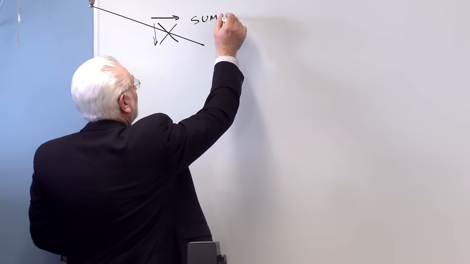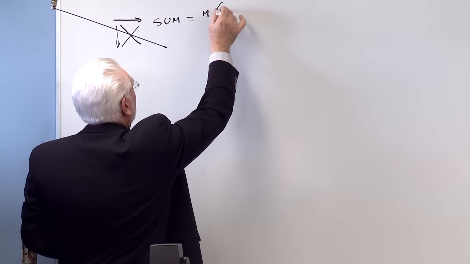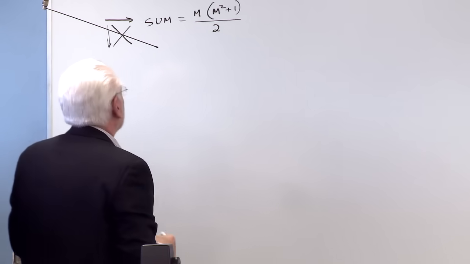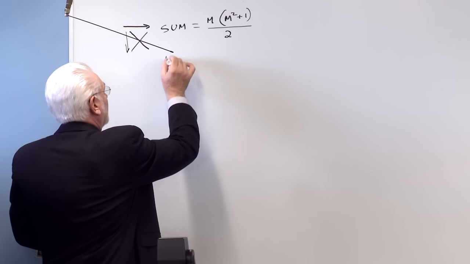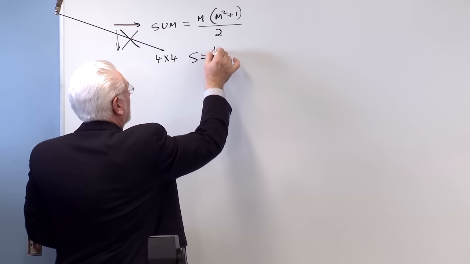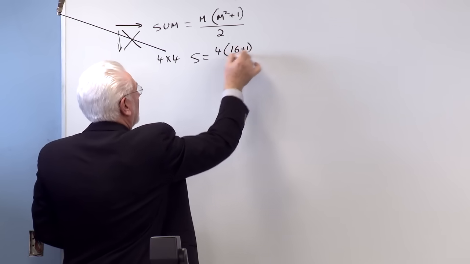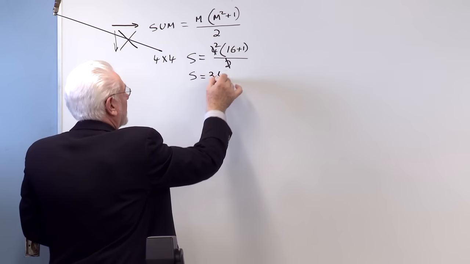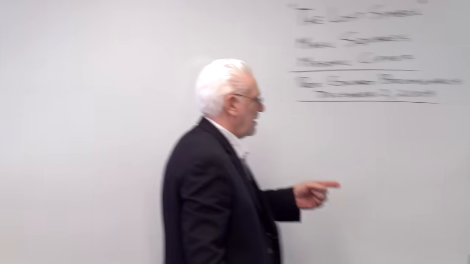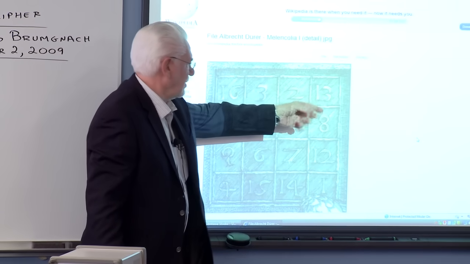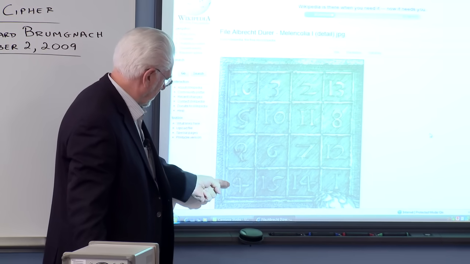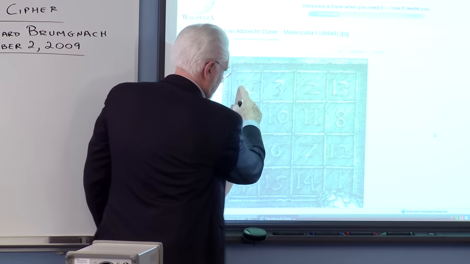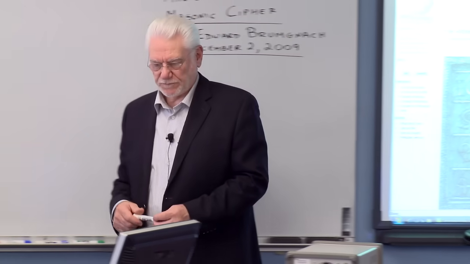The value of the sum is always equal to m times (m squared plus 1) over 2. So in this case, a 4x4 square, the sum is equal to 4 times (4 squared, which is 16, plus 1) over 2. So you see that in this case, the sum is equal to 17 times 2, which is 34. So if you add each row, 16, 3, 2, and 13, that's 34. This is 34, this is 34, this is 34, and every column and both diagonals also sum to 34. Okay? That's a magic square, by definition.